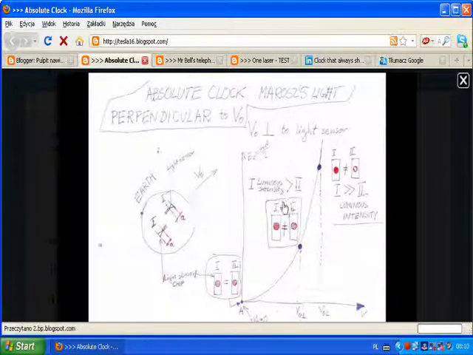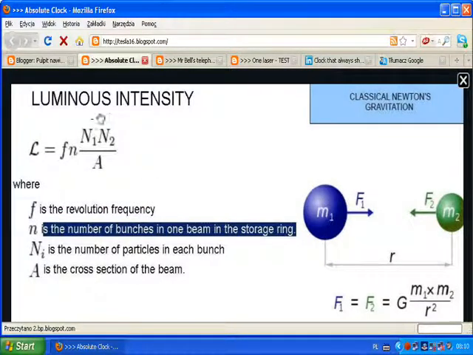This is how you can compare luminous intensity, because my clock measures luminous intensity, with gravitation forces. This is gravitation intensity. Forces mean gravitation intensity. Why is gravitation resistant to velocity change? Because we have a double body.